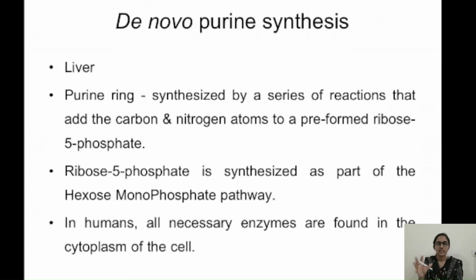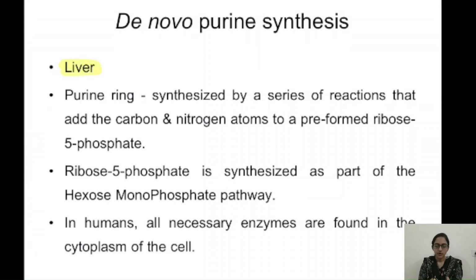So de novo purine synthesis. The breakdown of dietary nucleic acid is not going to be used in the de novo purine synthesis, or in the formation of purine nucleotides. De novo purine synthesis abundantly takes place in the liver. Whereas in brain, RBCs and WBCs, the enzymes involved in de novo purine synthesis are present in relatively lesser amounts, or no enzymes are present. So areas like brain and RBCs will use the salvage pathway, right? But de novo purine synthesis will happen in the liver.